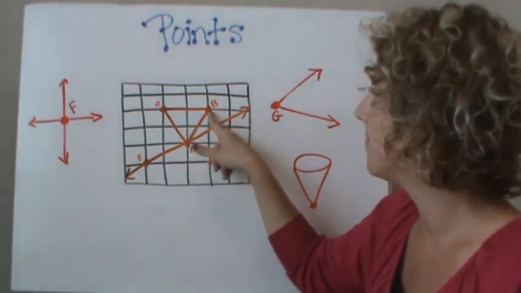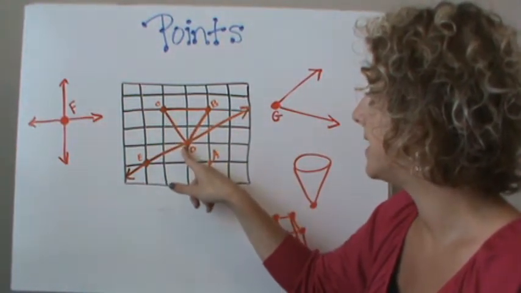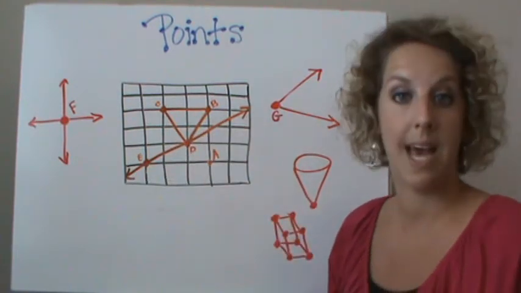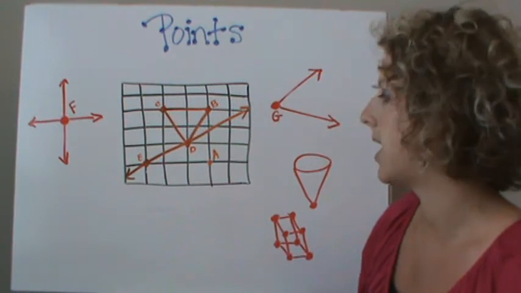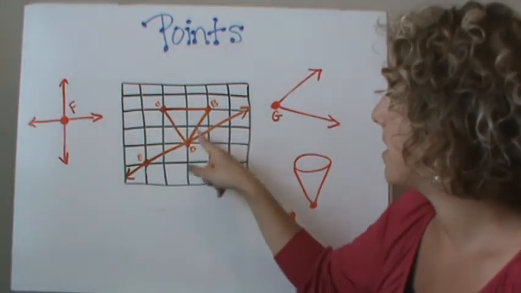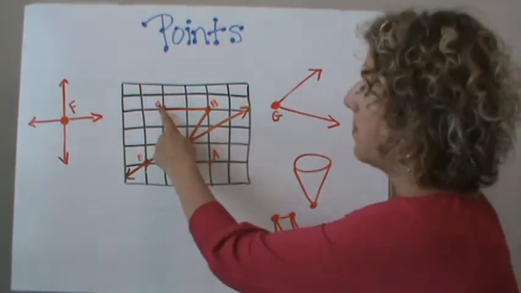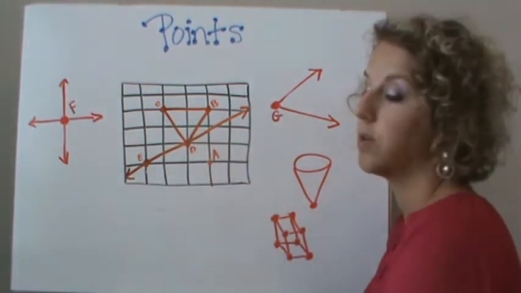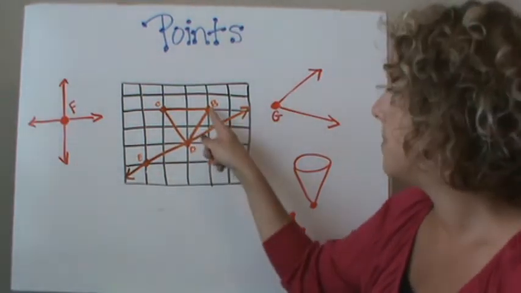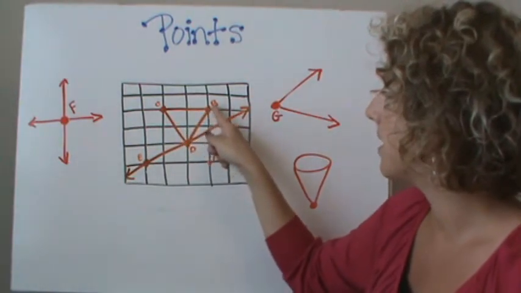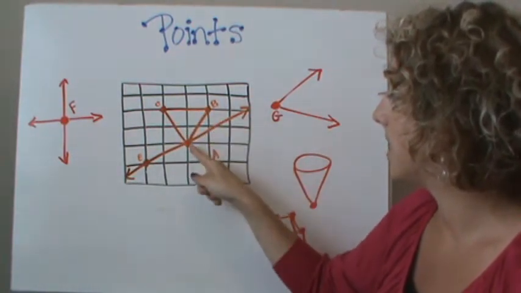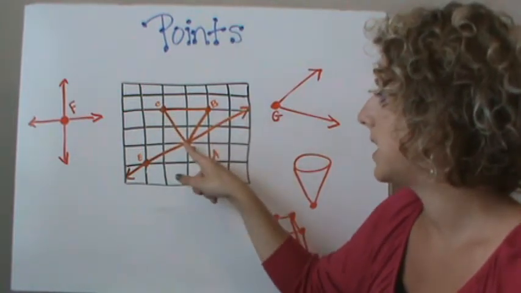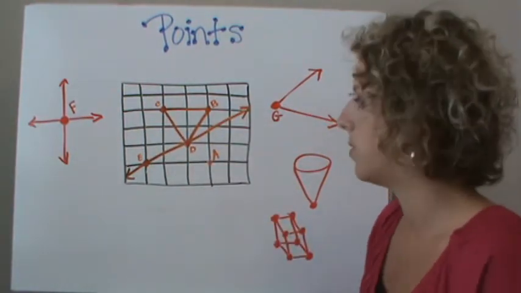Point B, point C, point D, point E. So I have my points named with a capital letter, which is usually how they're named. And some of them I've connected. If you look at points C, B, and D, they are all 3 connected to create a triangle. C and B is a line segment, B and D is a line segment, C and D makes a line segment. So those 3 line segments together makes a triangle.